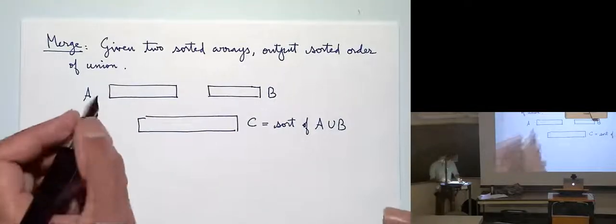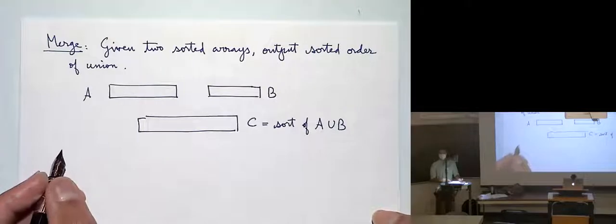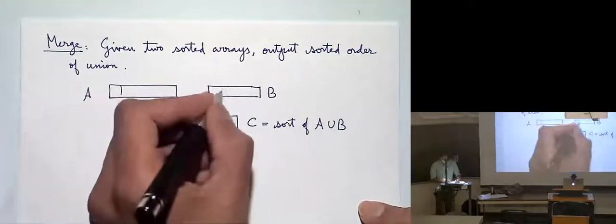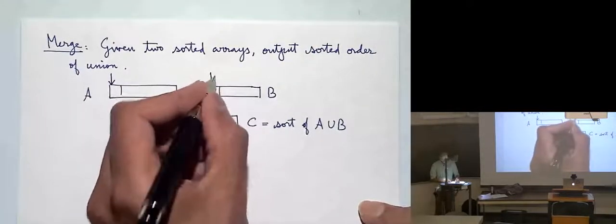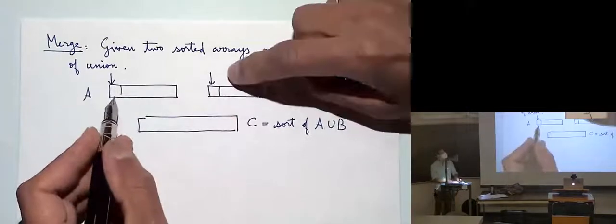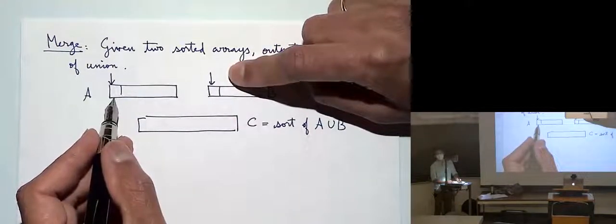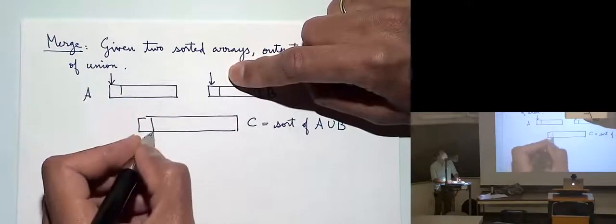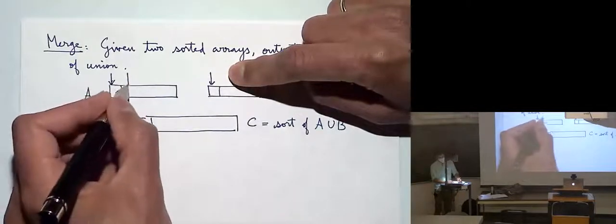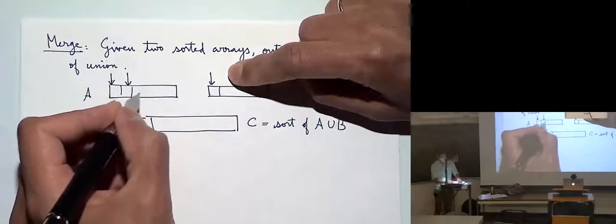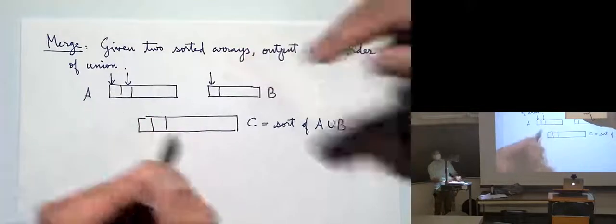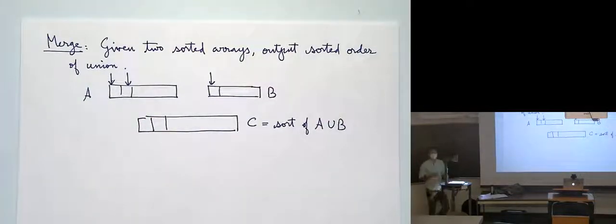And so hopefully you recall that this can be done in linear time. How do you do this? You keep one pointer here and one pointer here. You compare these two elements. The smaller element goes here, and then you move that pointer to the next, and then you keep comparing, and then the smaller element goes in here, so on and so forth. Is this clear? This is how you merge sorted arrays.